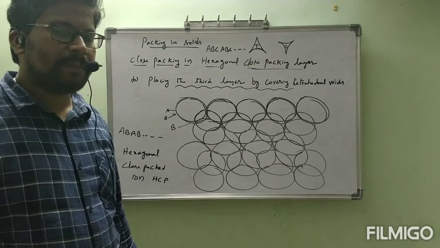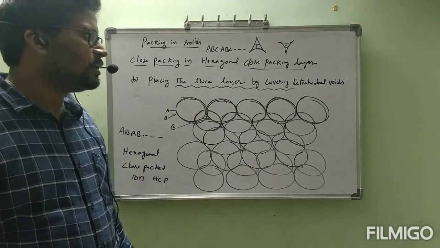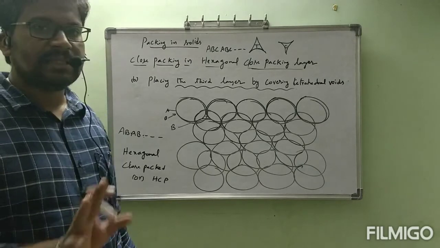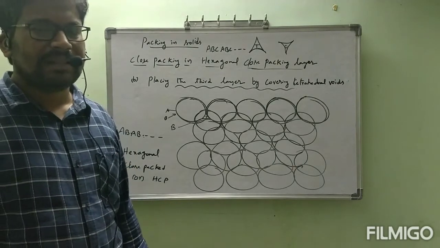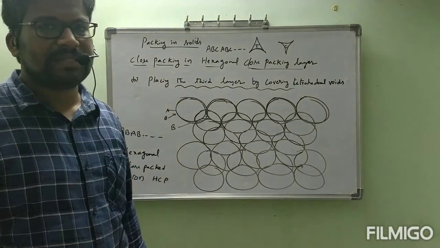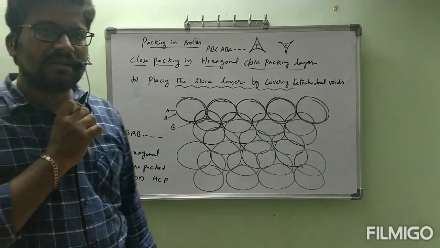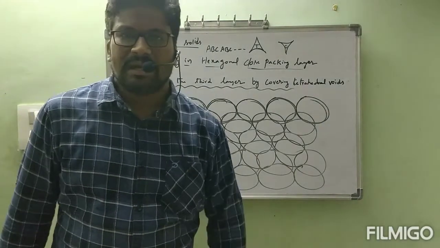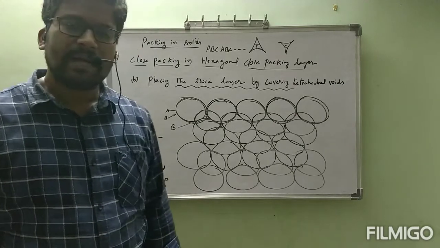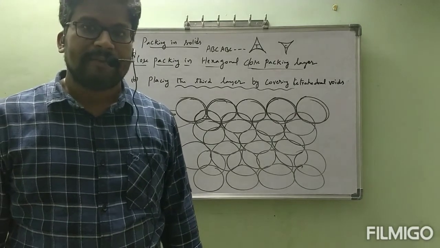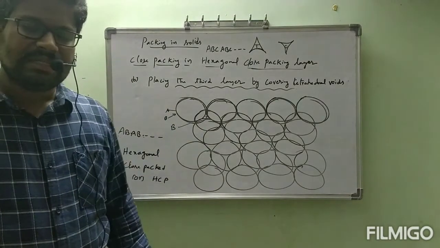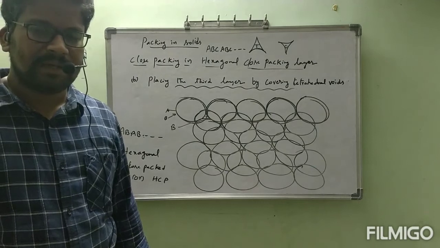CCP is where we are placing the third layer by covering octahedral voids. In this way, placing the third layer is completed. The major difficult part was completed, because this requires a lot of imagination. In tomorrow's class, I will also send one animated video on how to keep this third layer by covering tetrahedral voids and octahedral voids. Then you will be more clear. But I hope by this arrangement itself you are very clear about the topic.